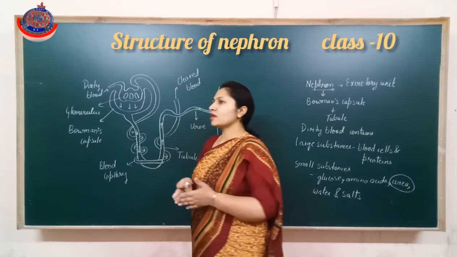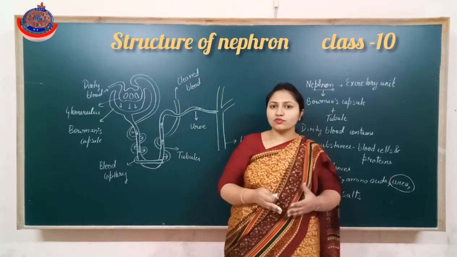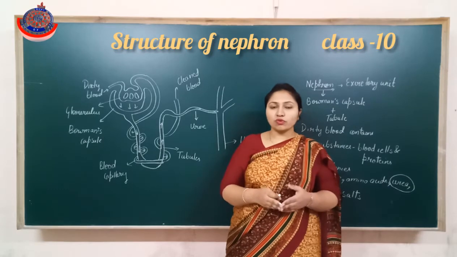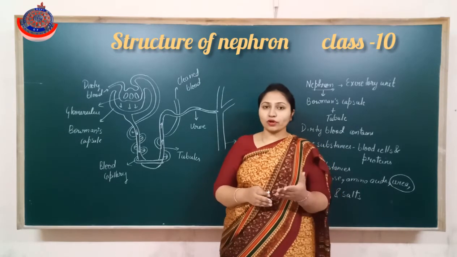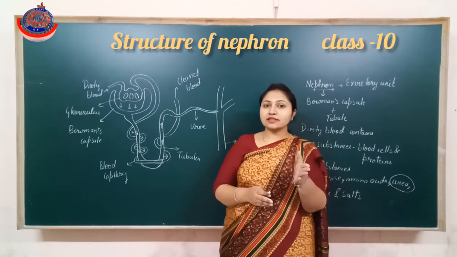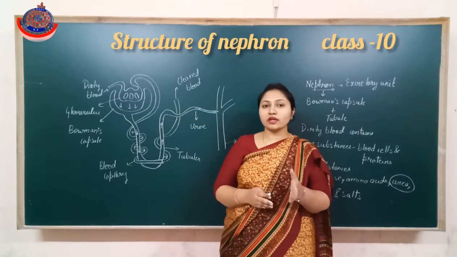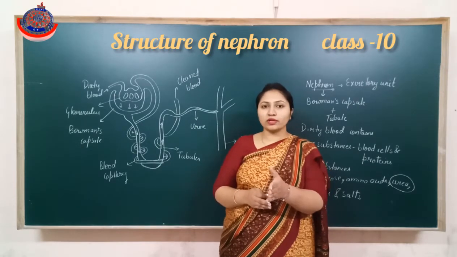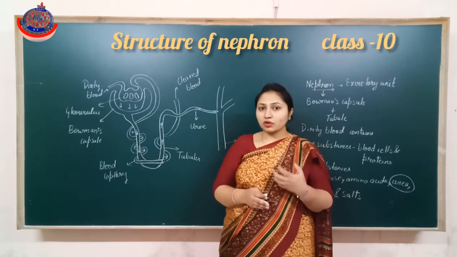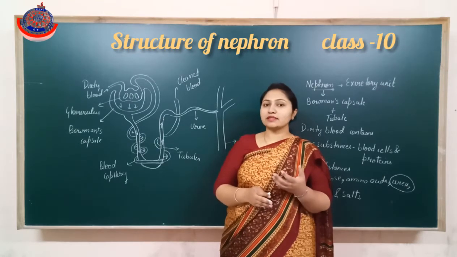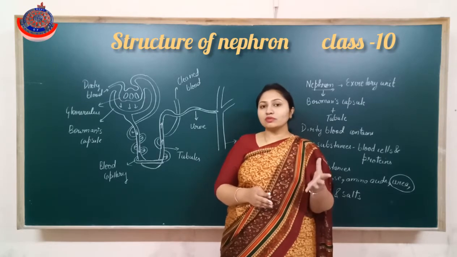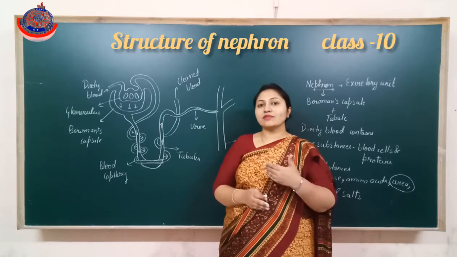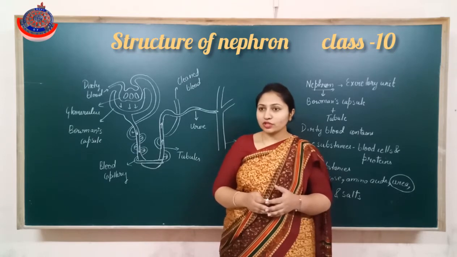Now when these small substances enter the tubule, some of them are useful, like glucose, amino acids, some salt and some water. The excess salt and excess water should also be removed from the body. But our body requires some amount of salt and some amount of water also. So how do these useful substances come back into the circulation?